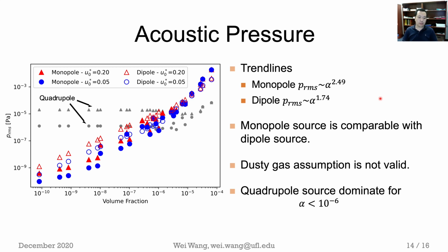And when we plot them against the volume fraction, it is very interesting. In this figure, we plot both the monopole source and the dipole source, with the monopole source being the solid mark and the dipole source being the empty mark. And these green marks show the quadrupole sources. If we fit a trend line, the monopole source goes as volume fraction raised to the 2.5 power, and the dipole source goes as volume fraction raised to the 1.74 power. One thing to note here is that the monopole source and the dipole source are really comparable in magnitude, and they are the most dominant sources for volume fraction greater than 10 to the power of -6, and the quadrupole source is the most dominant noise source for volume fraction 10 to the power of -7 and below.